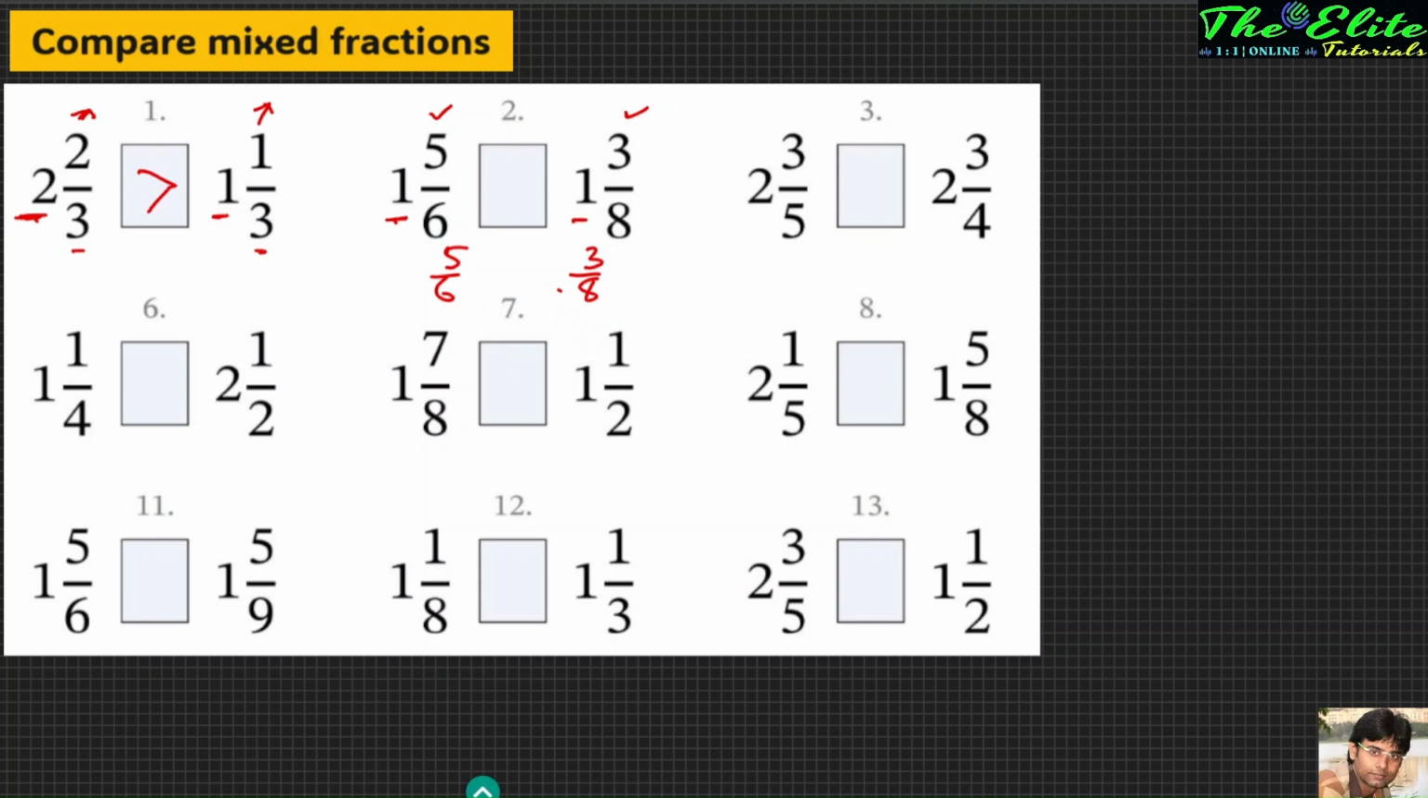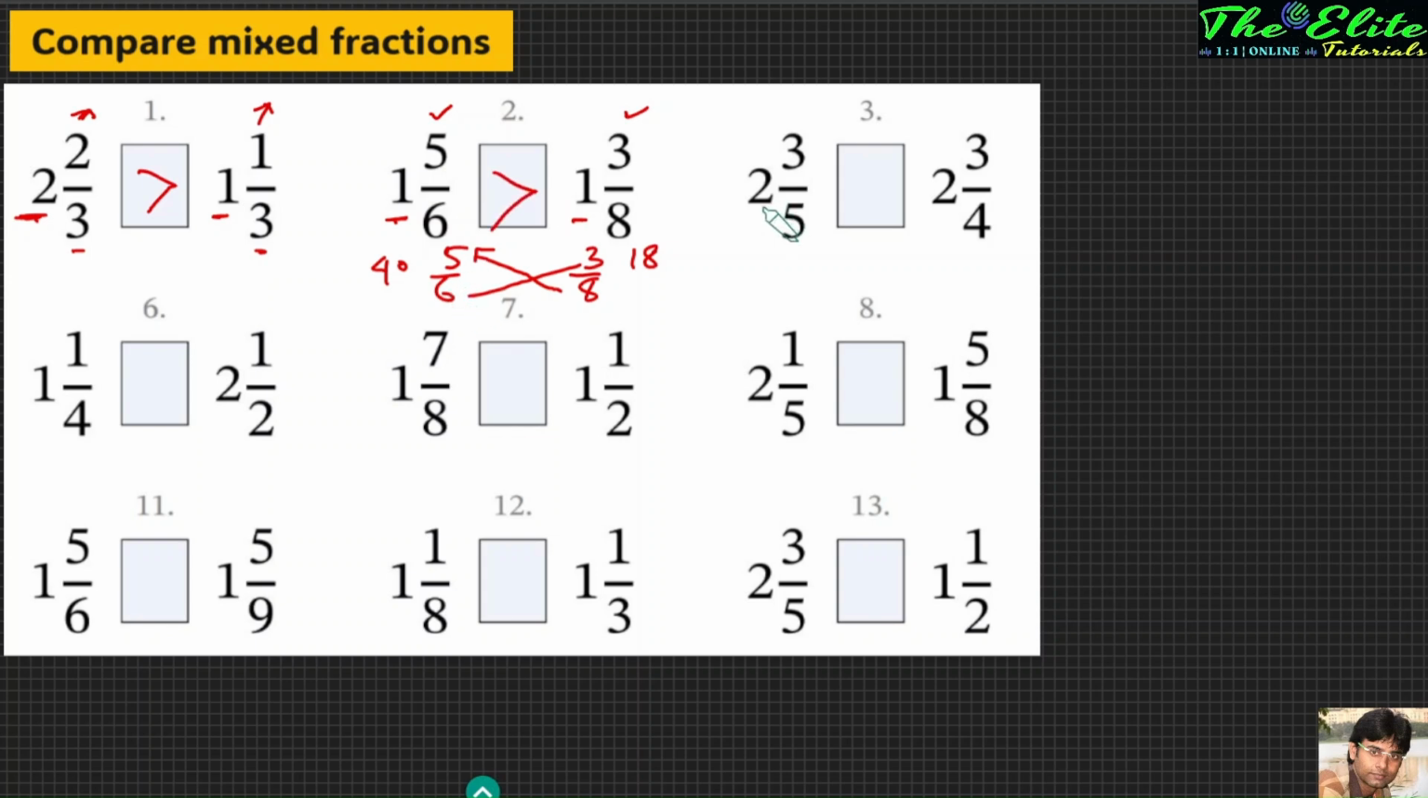Okay. So what was the rule? Actually, you will multiply this to this and think what number is coming up. It is coming up 40 here. If you multiply this to this side it is coming 18 here. So 40 is greater than 18, right? It means 5 by 6 is greater than 3 by 8. So 5 by 6 is greater than 3 by 8. 1 is added here as well and 1 is added here also. So this is going to be greater.